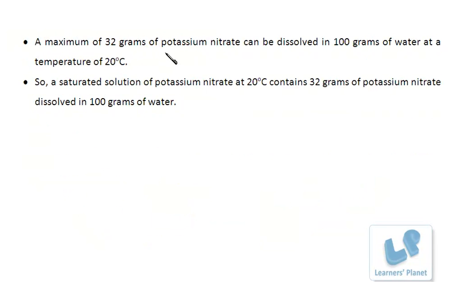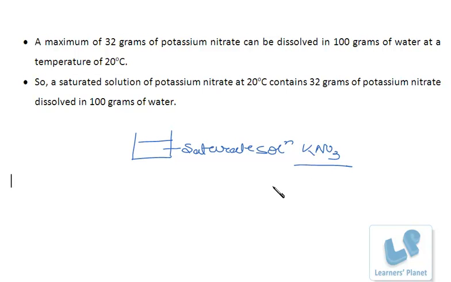A maximum of 32 grams of potassium nitrate can be dissolved in 100 grams of water at a temperature of 20 degrees centigrade. It means what has been formed? It is a saturated solution of potassium nitrate, KNO3, at 20 degrees centigrade. How much potassium nitrate is there? 32 grams. And how much water? 100 grams. Now when this solution is heated, the solution will become unsaturated.